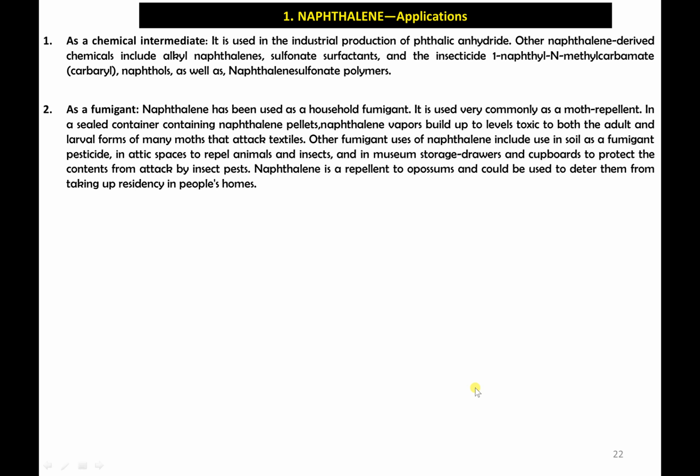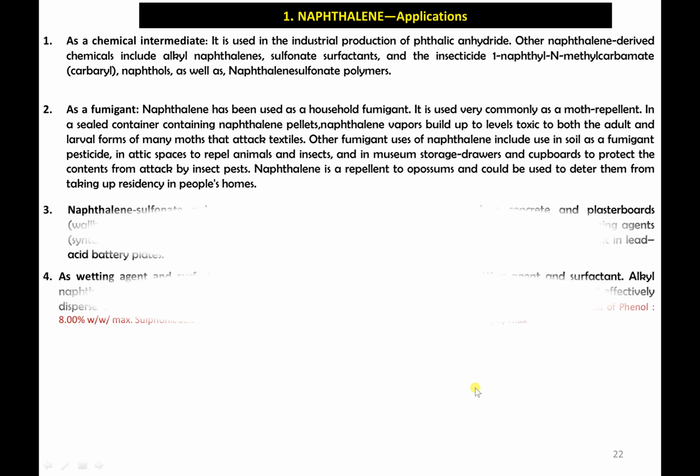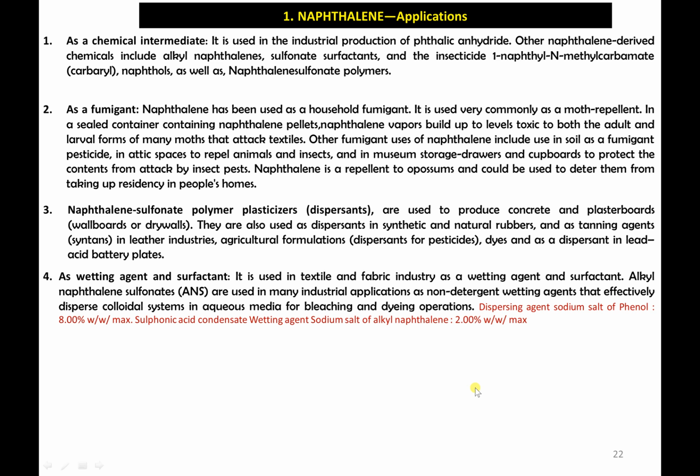It is a repellent to opossums and could be used to deter them from taking up residency in people's homes. Opossums are a real great nuisance. Naphthalene sulfonate polymer plasticizers or dispersants are used to produce concrete and plaster boards, like wall boards or drywalls. They are also used as dispersants in synthetic and natural rubbers and as tanning agents in the leather industry, in agricultural formulations, dyes, and as dispersants in lead acid battery plates.